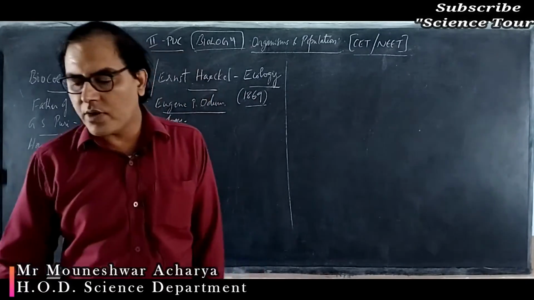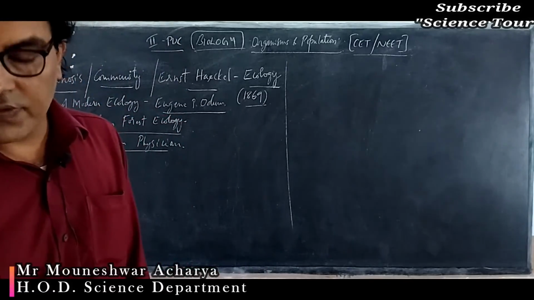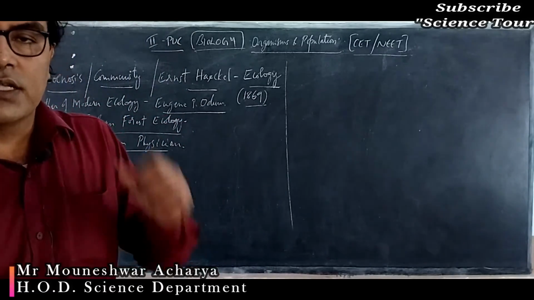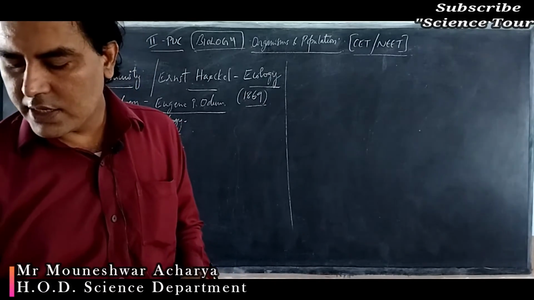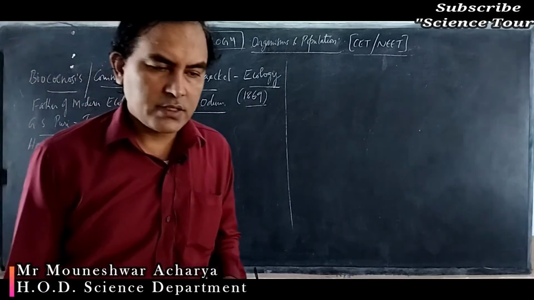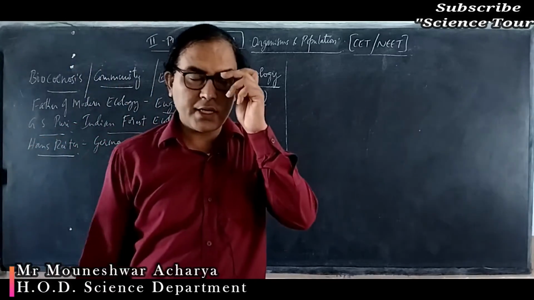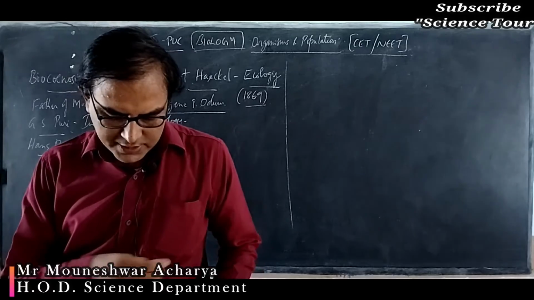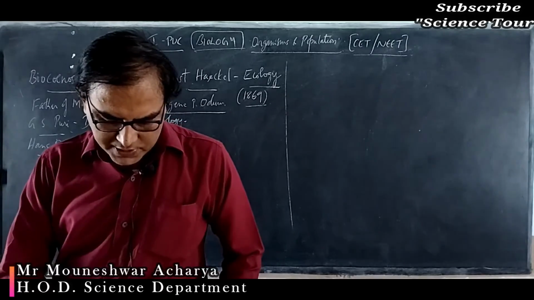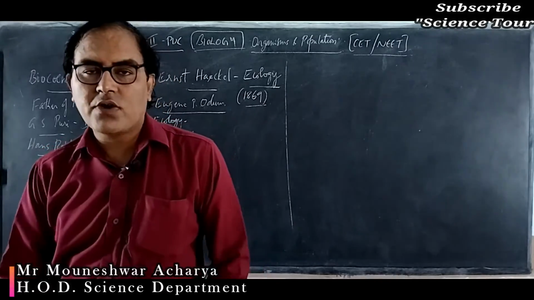Which are the abiotic components? The non-living things like light, soil, wind, temperature, and water. These are examples of abiotic components or abiotic factors. A means without, bio means life. That means non-living things or non-living components.